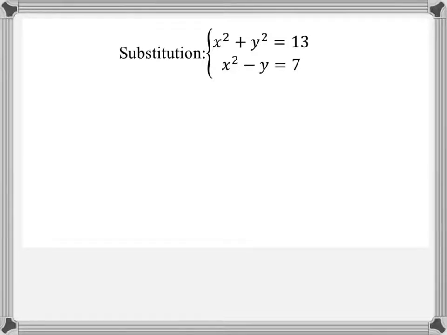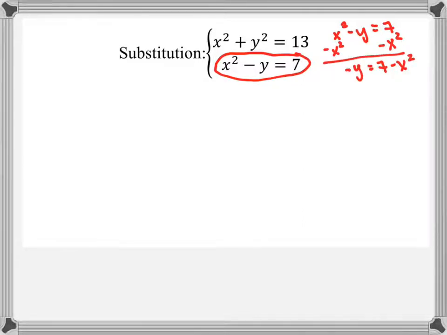So for substitution, to me, it's easiest if we have a variable that is non-quadratic. So in this second equation, I have x squared minus y equals 7, and I'm going to get the y by itself, the non-quadratic variable by itself. I'm going to subtract x squared from both sides, so the opposite of y equals 7 minus x squared. I'm going to divide everywhere by -1, and y equals -7 plus x squared, or x squared minus 7. And now we're going to substitute that in for y in the other equation.